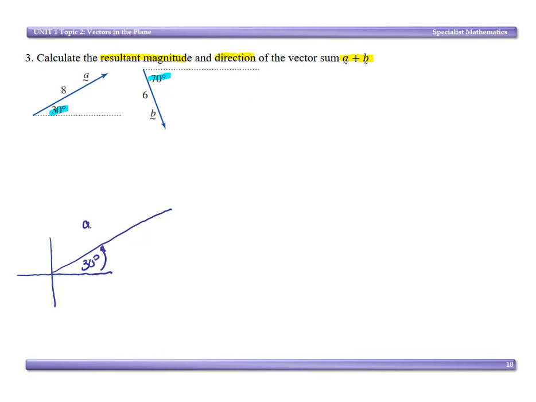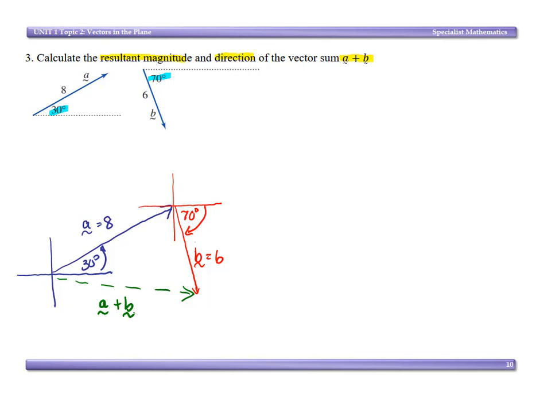So we have vector A, its magnitude's 8. Now to add B, we have to draw it on the end of A. It's at 70 degrees. Now it's 6, so it's shorter than A. So it doesn't need to be exact, but I want to make it look like it's shorter than A, because then I'm going to get a better idea of where my resultant vector is sitting, and that will give me a better way of checking my answer. Does it make sense? So this would be A plus B.